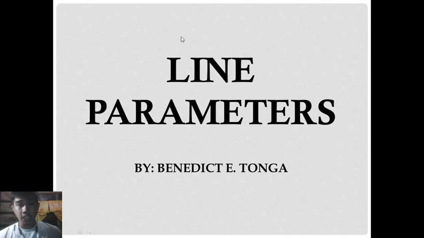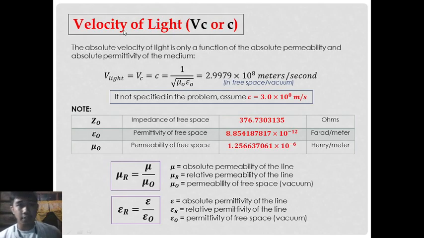Today I am going to discuss transmission line parameters, or simply line parameters. The first parameter is the velocity of light, Vc or c. The absolute velocity of light is only a function of the absolute permeability and the absolute permittivity of the medium. It can be calculated by this equation, which is equal to 2.9979 times 10 raised to 8 meters per second if it is in free space or vacuum.